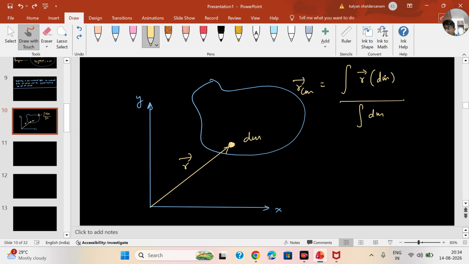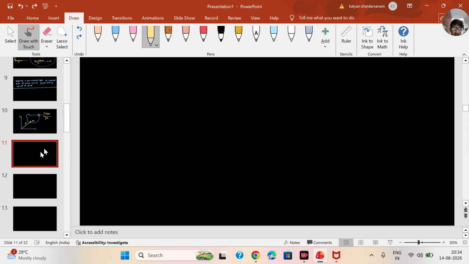But what I am doing is I took some elemental mass dm at position r, then I multiplied r and dm, and I have to add such terms, which in this case becomes integration, divided by total mass, which is integral dm. Adding all small masses gives total mass. Some people even write this as m, no problem, the mass of the object. But I would like to write it like this, integral r dm by integral dm.